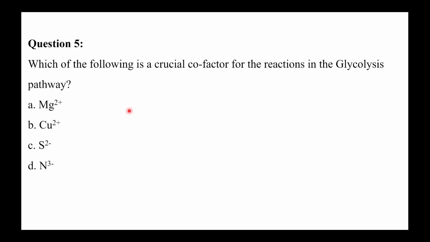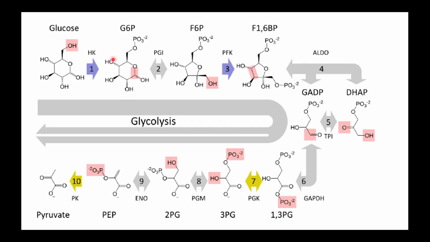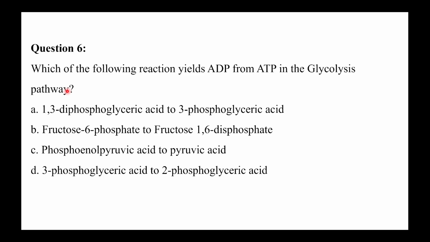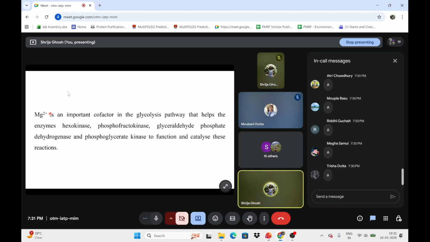We just saw the pathway here. So hexokinase, phosphofructokinase, glyceraldehyde phosphate dehydrogenase, this sixth step, and phosphoglycerate kinase. All these four enzymes require Mg2 plus as a cofactor. That's why Mg2 plus is an important cofactor, because 4 out of the 10 enzymes require this metal ion. So it is a very important cofactor for this whole pathway. Okay. Anybody has any questions?